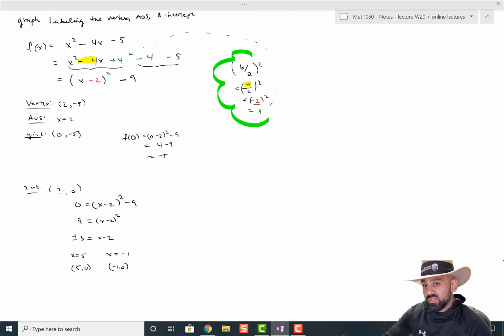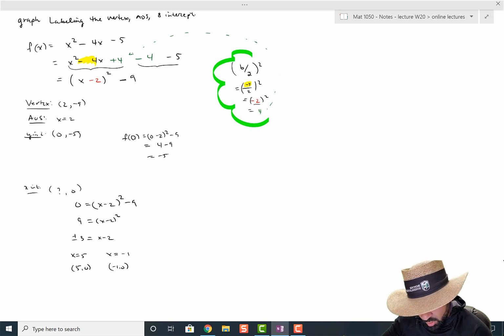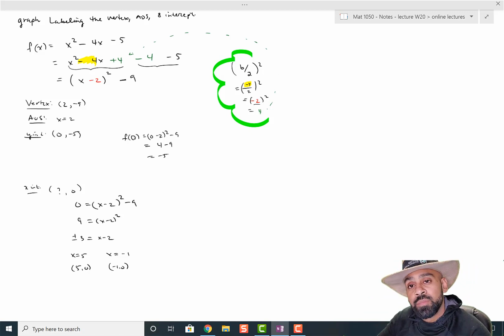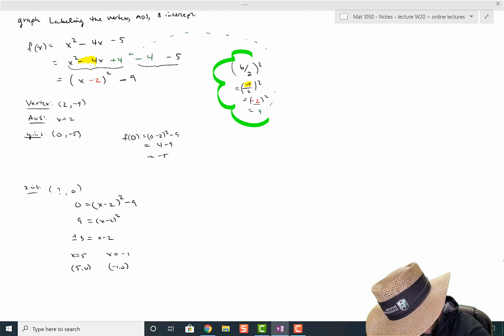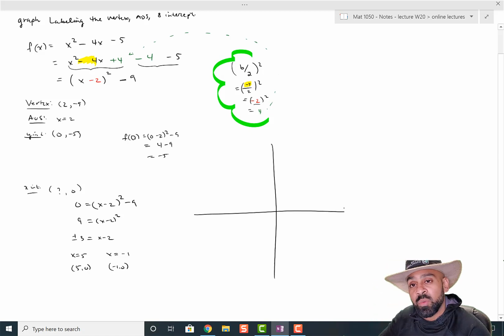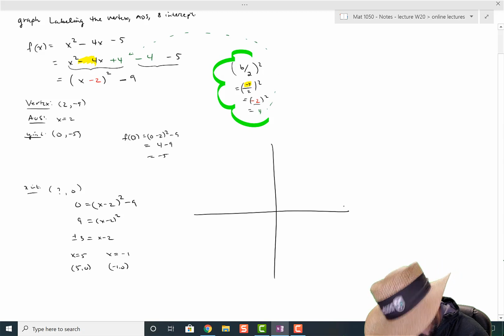Now within 30 seconds, 45 seconds, we have all the information we need in order to graph it and to put our stamp of approval. So it's really, really easy. Now, granted, this is when the coefficient is 1. We'll talk about when the coefficient is not 1, what that will look like.